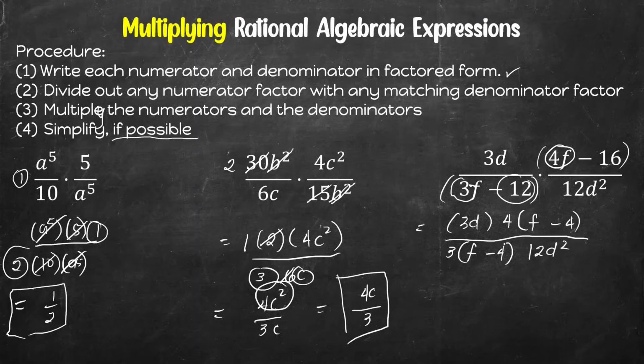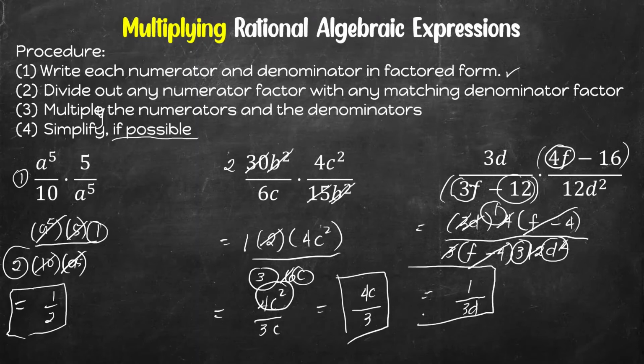So, meron na tayong pwedeng i-cancel. Pwede na natin i-cancel to. Tama? Pwede na din natin i-cancel si 3. Si d, pwede na din natin i-cancel. Ang matitira na lang dito ay d raised to 1 or d. Si 4, pwede rin natin i-cancel because 4 and 12 are both divisible by 4. So, 4 divided by 4 is 1. 12 divided by 4 is 3. So, ang natira na lang natin ay yung 1 sa numerator divided by 3, tsaka isang d. 3d. So, that will be our final answer.